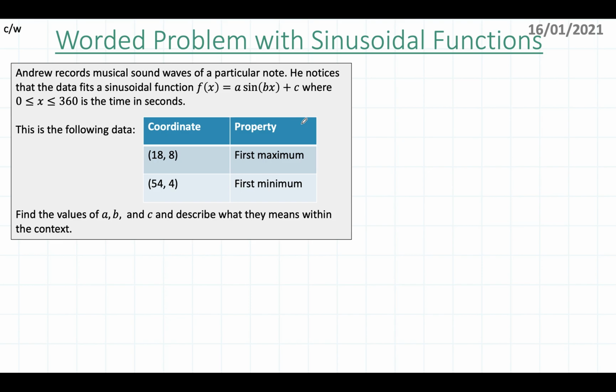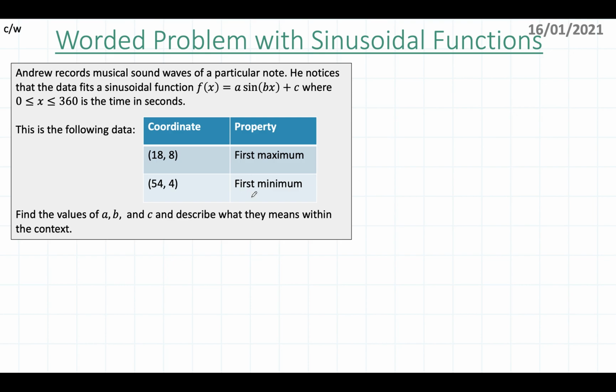So you can pause and read the question if you need to, but the main thing is that we have this set of data, and it's telling you when the first maximum and the first minimum is. It's important to know that they're the first maximum and minimum. It means that they're next to each other. And we're going to try and find the function now.